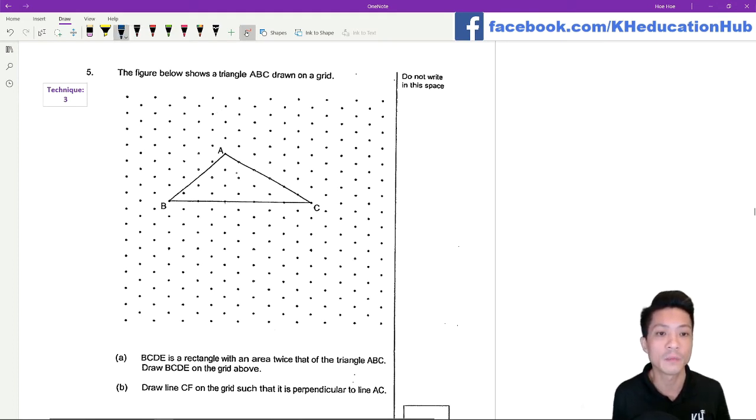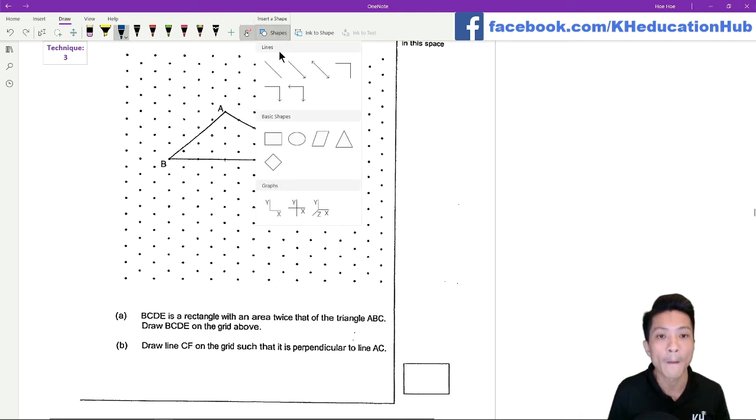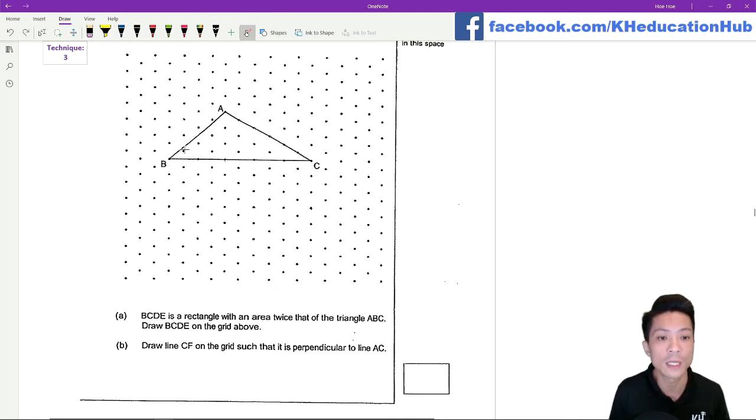Question 5. The figure below shows a triangle ABC drawn on a grid. BCDE is a rectangle with an area twice that of triangle ABC. Draw BCDE on the grid below. Let me use straight lines. So BCDE, BC will start from here to here.